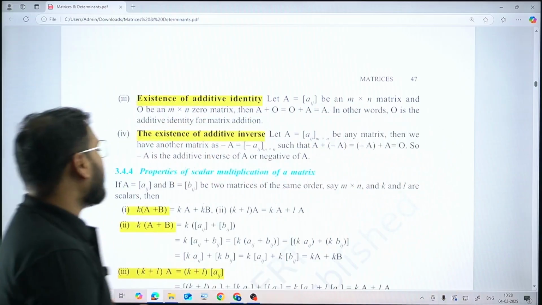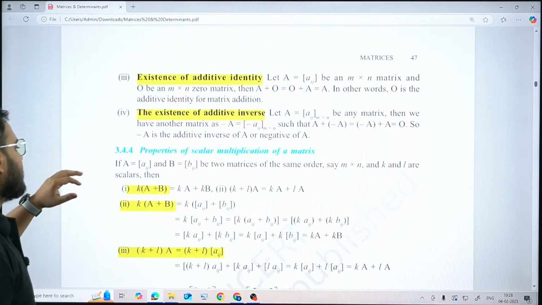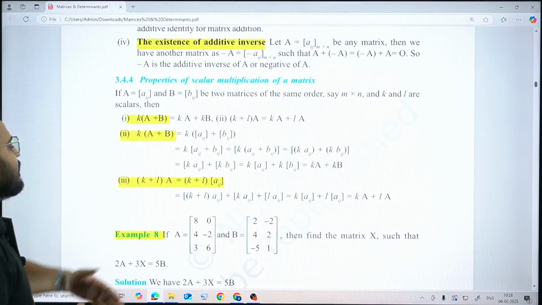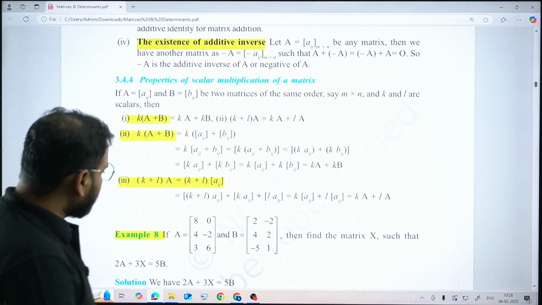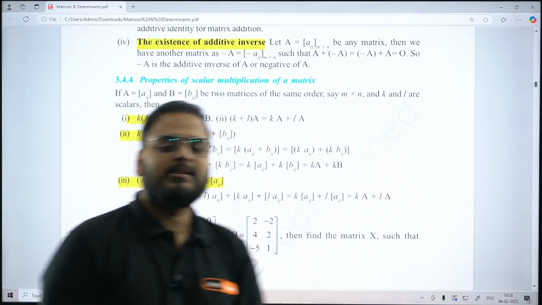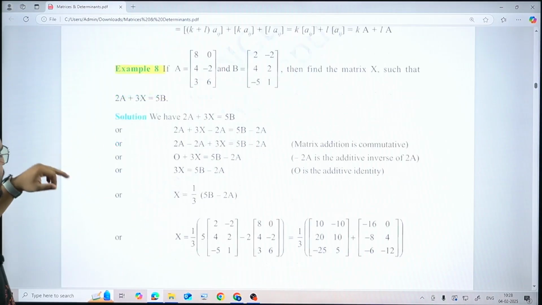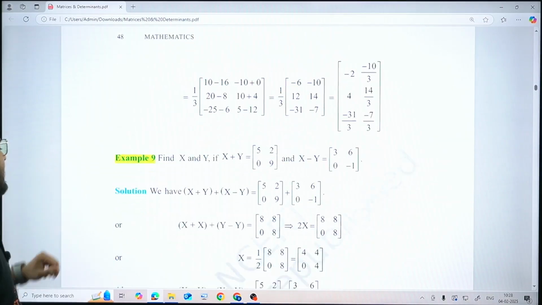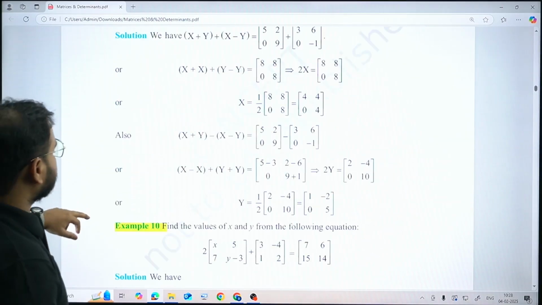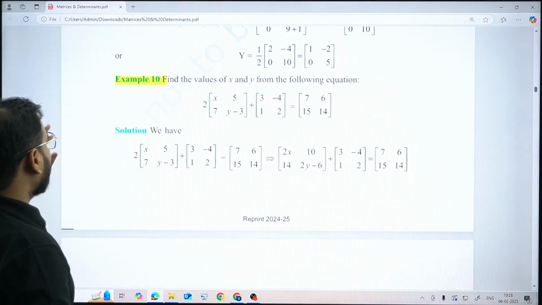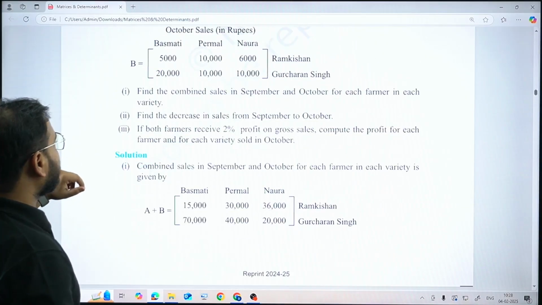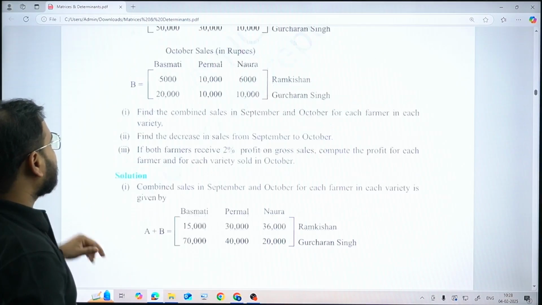Now, properties of multiplication of a matrix. Few properties are listed over here. Please go through them, and solve example number 8. Next, sir, the most important part of matrix will come now. Matrix multiplication, right? Example number 9 you solve first. Example number 10 is there. What else we have, sir? Example number 11. Yes, solve all these questions. Example number 11 also you solve.